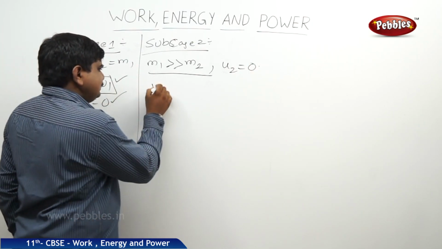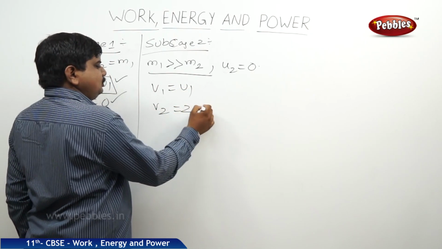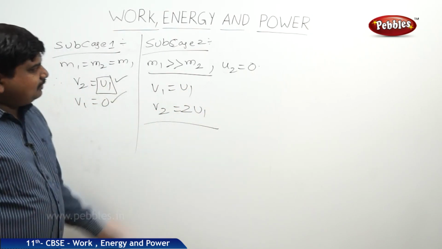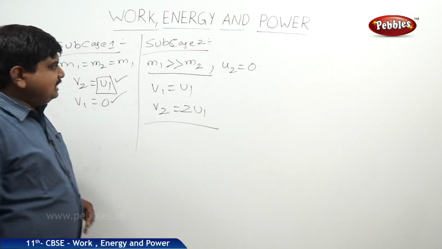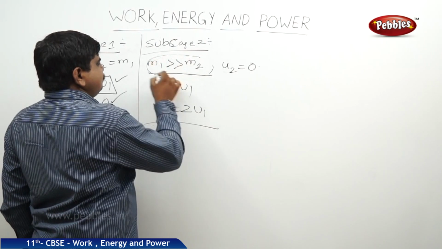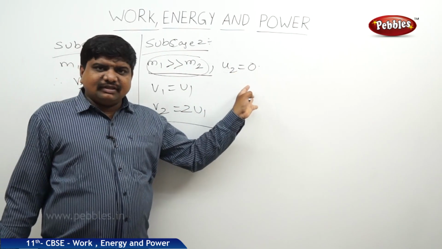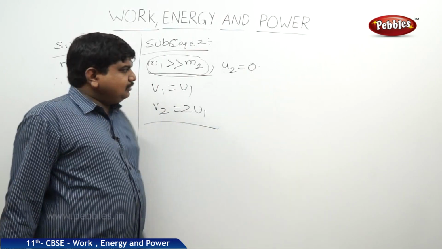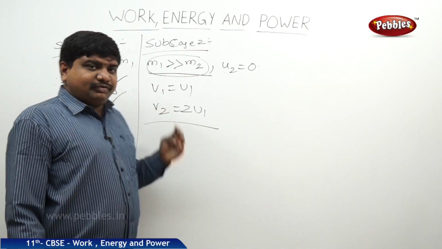Then we will get v1 is equal to u1, but v2 is equal to 2u1. If we substitute these values in the given equations for v1 and v2, we will get the answer. That means if we neglect the mass m2 when compared to m1, and the initial velocity of the first body is 0, then v1 will be u1, and v2 will be twice of u1.